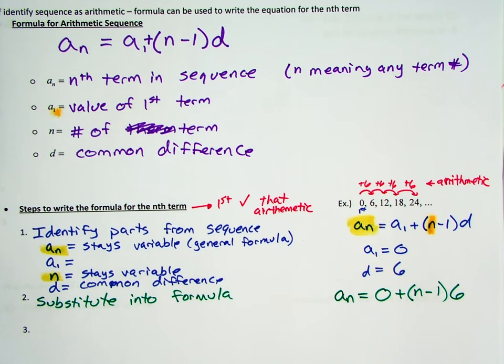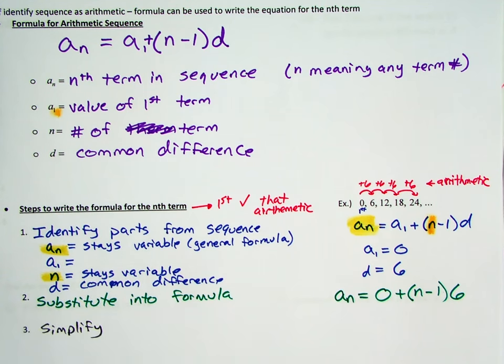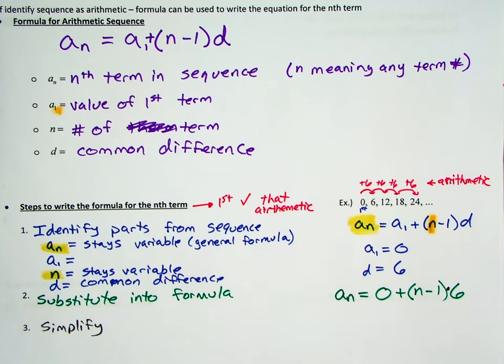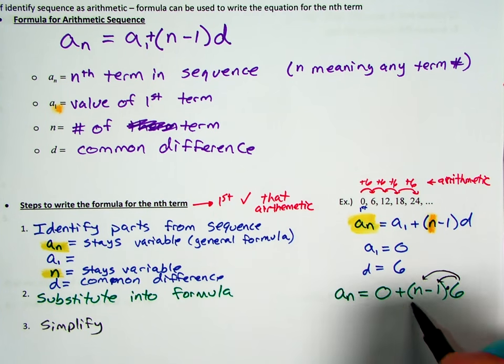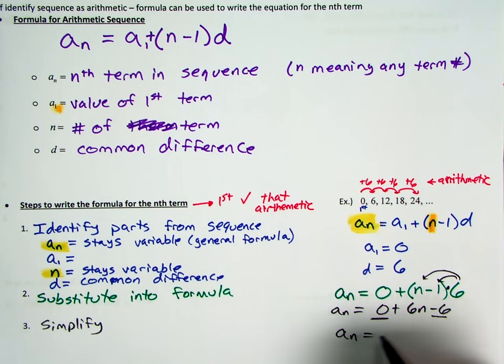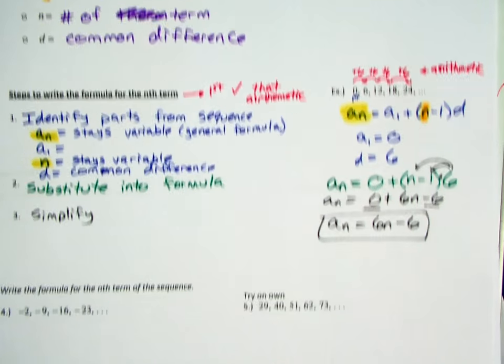Now that we've actually substituted in, now we're just going to simplify. So if I was going to simplify this, you should recognize that there's multiplication between these. So we're going to distribute this 6 into the parentheses, even though it's behind there, because it still is multiplication, to get 6n minus 6. We still have the plus 0 equals a sub n. Now we've got our like terms that we combine. So we can say a sub n equals 6n, 0 minus 6 would be minus 6. And there is your formula for the nth term in an arithmetic sequence.